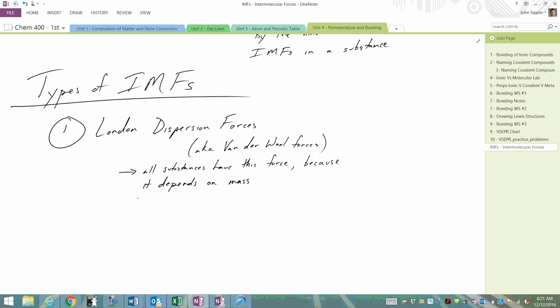Okay, but I will say here, all substances have this, but one thing that I would say is nonpolar molecules, this is the only IMF they have. Okay, nonpolar molecules. This is the only intermolecular force present in a nonpolar molecule. Okay, because it's dependent on mass. Every molecule has this force in it, but the other forces are so much stronger that they're far more important. But a nonpolar molecule, because this is the only force in there, this is the only one they have. Okay, polar molecules have the other forces present, usually.